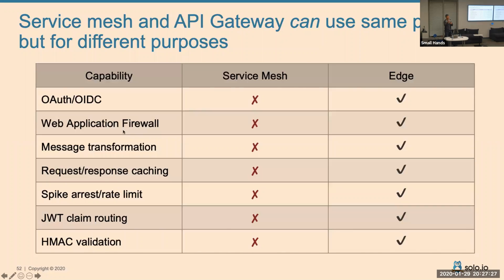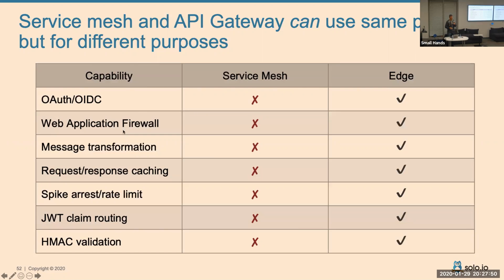But the ingress gateway is not an API gateway. I tried to define that earlier to be very clear: the API gateway is decoupling the APIs that live in the cluster. So with the Istio ingress gateway, we can expose APIs as they are as HTTP endpoints.